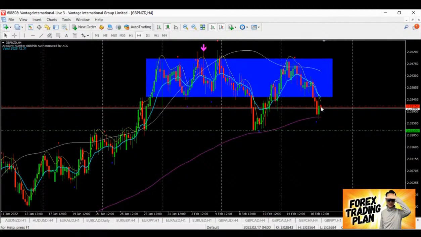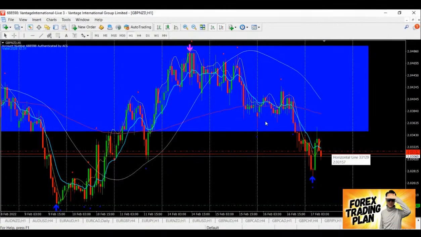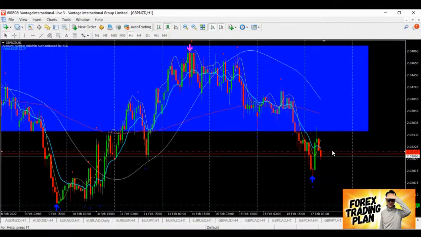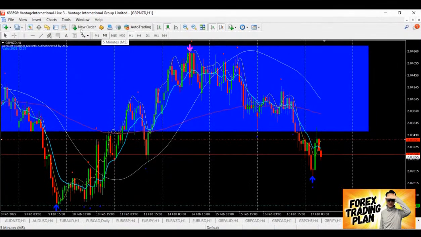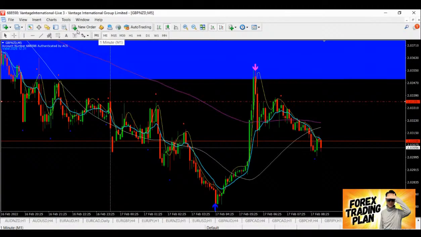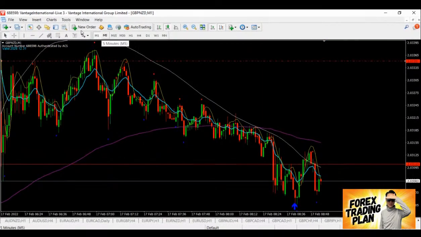Now this new resistance over here, by looking at this new resistance, take a look. All right, over here. So this new resistance, as you can see, is still falling. The new resistance formed below the transition. So is there a chance to sell? Yeah, I would say there's a chance to sell.